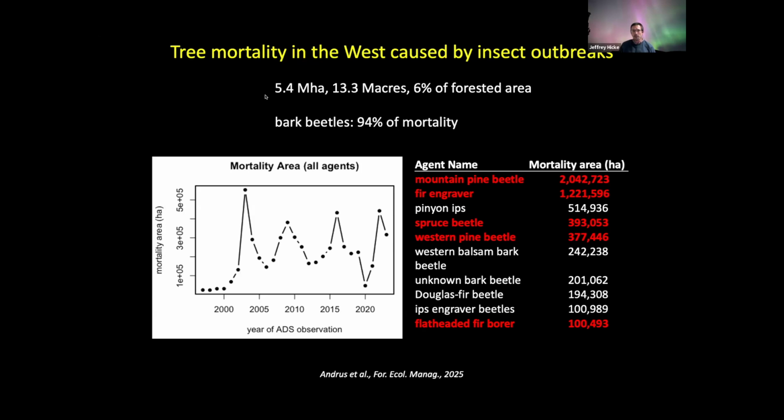Bark beetles are responsible for 94% of this mortality. As you can see from the table on the left, this is ordered by mortality area, and this is the top 10, and the top 9 are basically bark beetles. And I'm going to be talking about those in red. So most of those are bark beetles. The last one there, flathead fir borer, is a wood borer. And you can see that mountain pine beetle is the agent with the greatest mortality area, or caused the greatest amount of mortality, 2 million hectares.